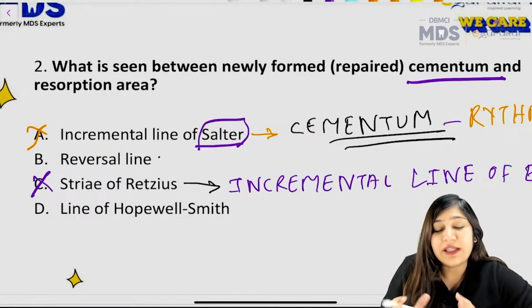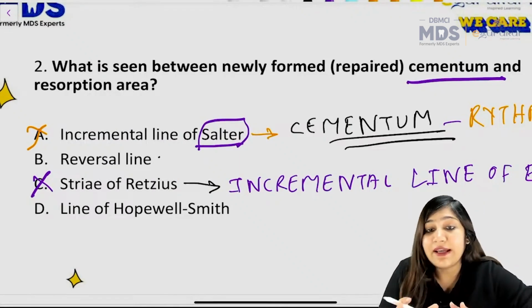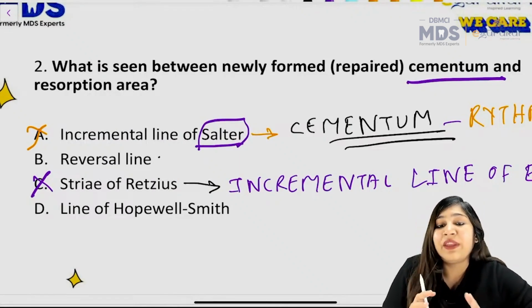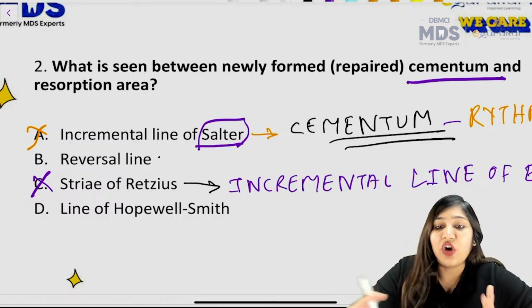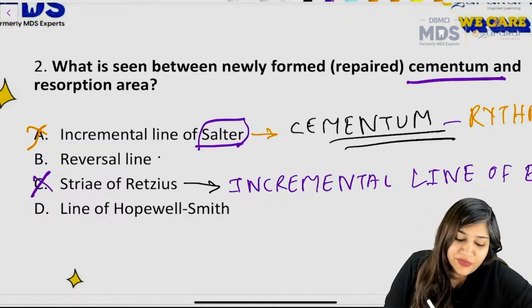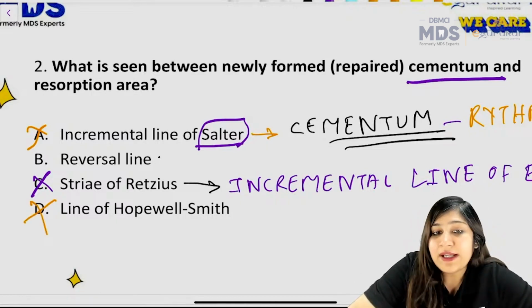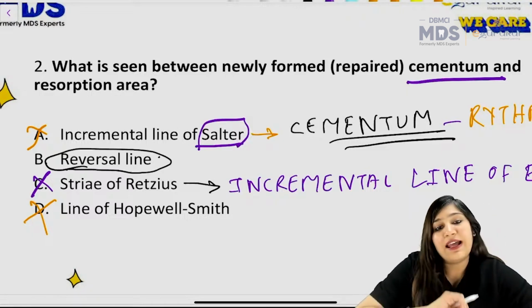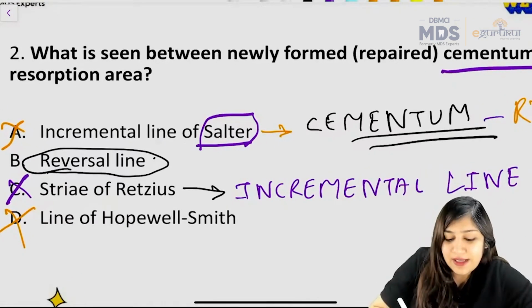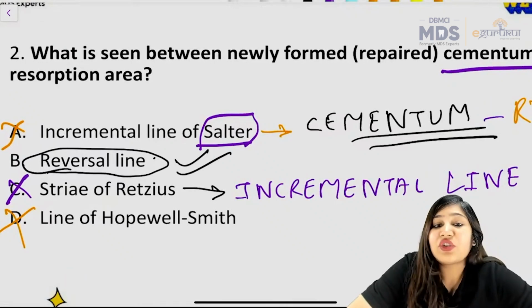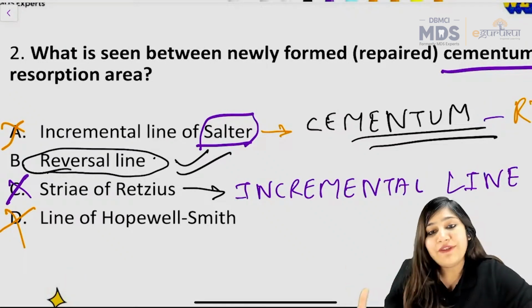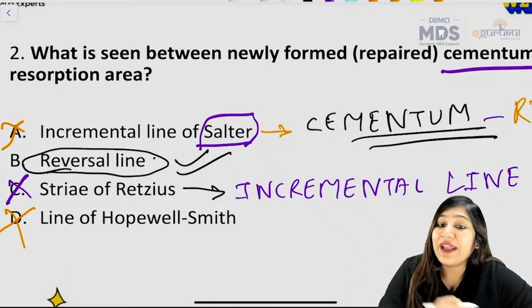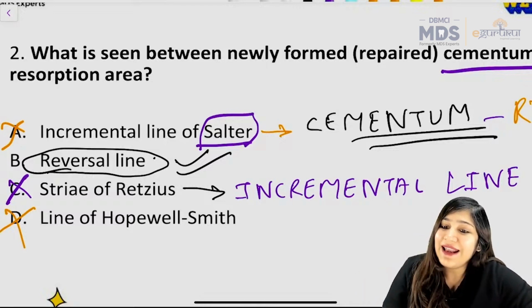Line of Hopewell-Smith. It is not a line. Basically, it is a layer. It is intermediate cementum. It is neither characteristic of dentine nor of cementum. So this is also not considered. So our remaining option is reversal line, which is the correct option here. So basically, between the newly formed cementum and the resorption area, we have a reversal line.